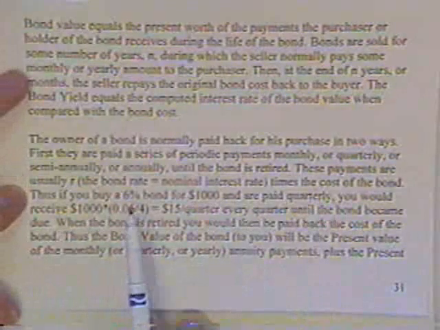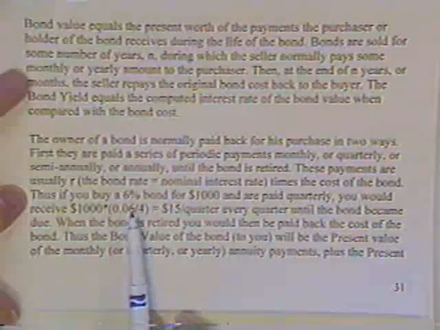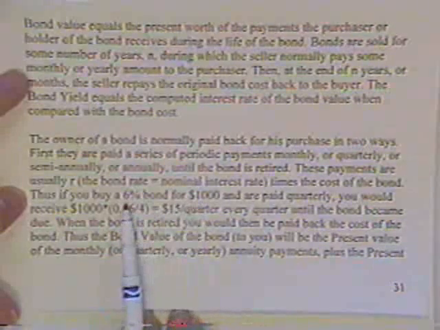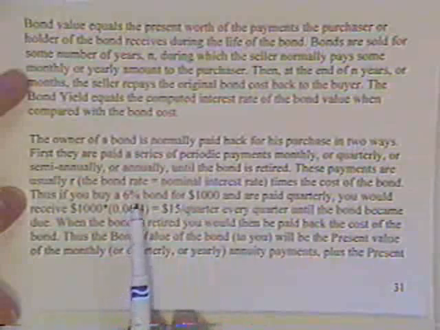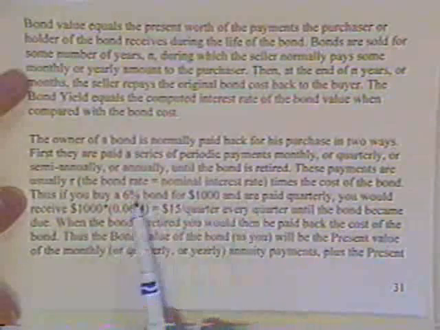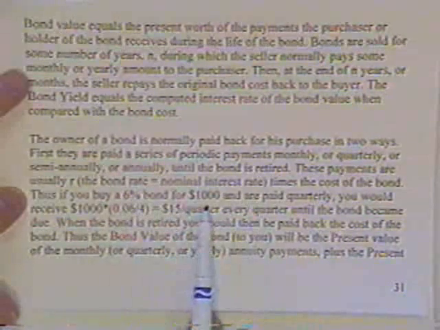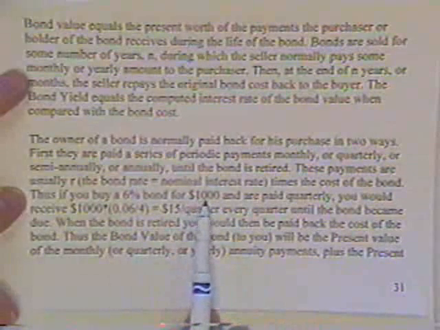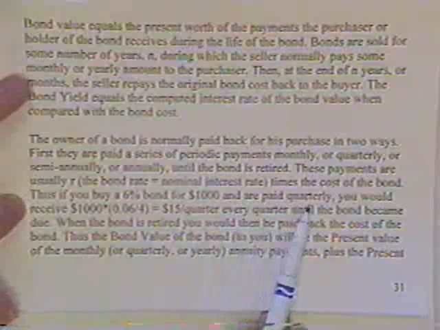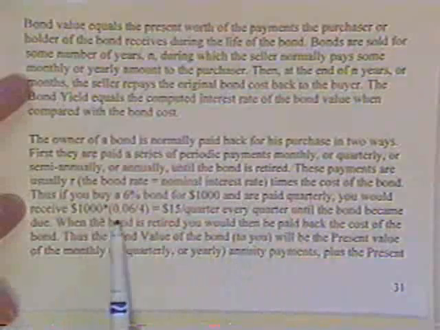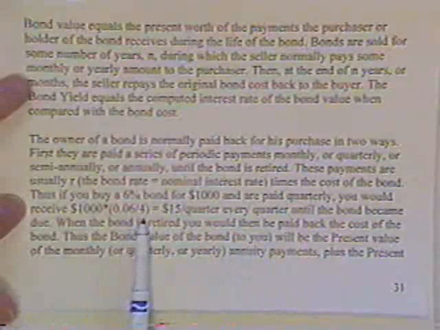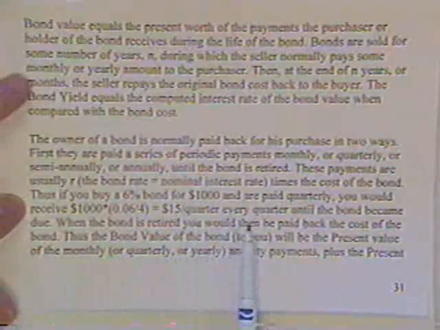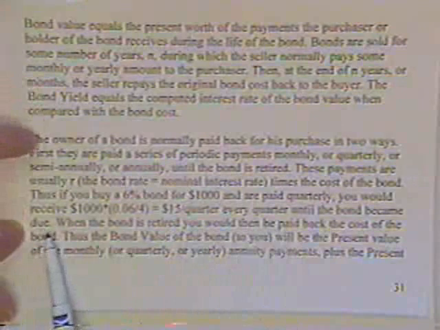Usually they say, look, you buy this bond for $1,000, and I'll give you 6% interest on it. And so each year he would give you 6% of $1,000 until the bond is due to be retired. If you're paid quarterly, then he would divide 6% by 4 and give you $15 each quarter, every quarter until the bond was due.